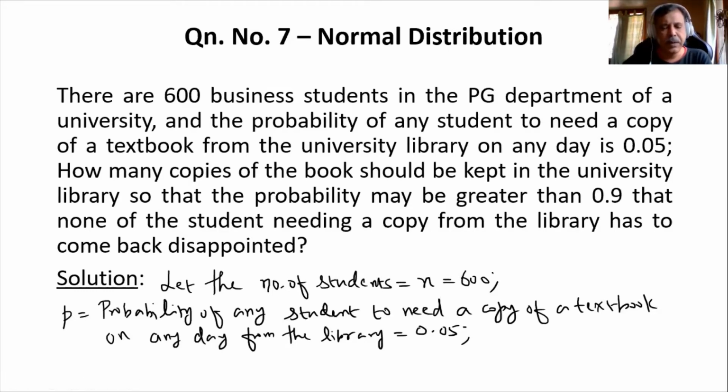So if you look into number of students, I can compare this as number of trials, and this probability of any student to need a copy of a textbook on any day from the library can be considered as a probability of success. So I can very well say then q is equal to 1 minus p, which is 1 minus 0.05, which works out to 0.95, right? So now let us proceed to the next slide.